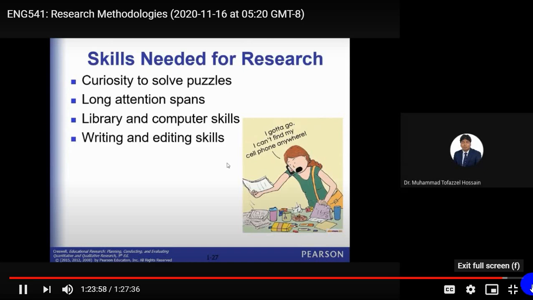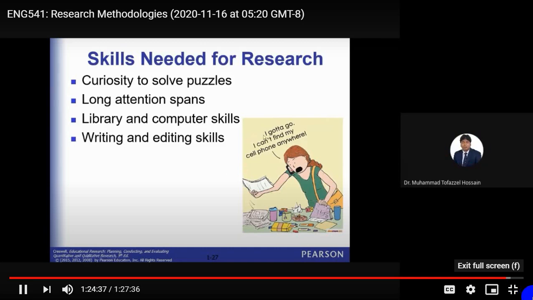Then you have to have computer skills and also library skills so that you can identify and locate the resources. You can get the resources from online and offline platforms. You should have good computer skills so that you can do all the necessary things on computer and manage all the documents. Then you should also have good writing and editing skills so that you may not make mistakes. So these are the things.